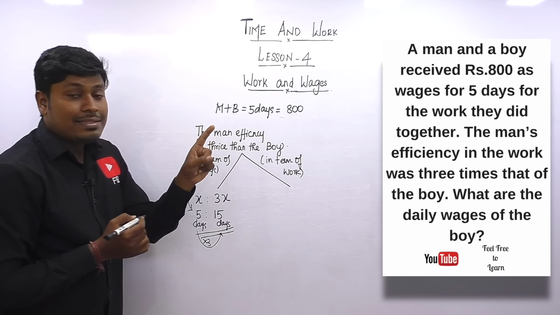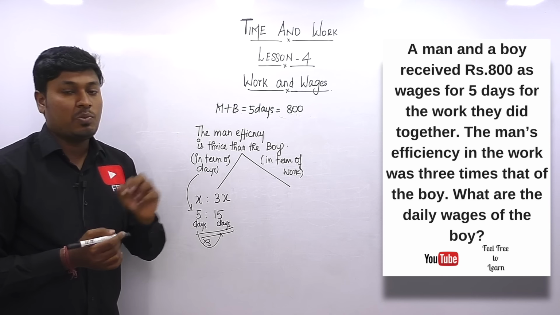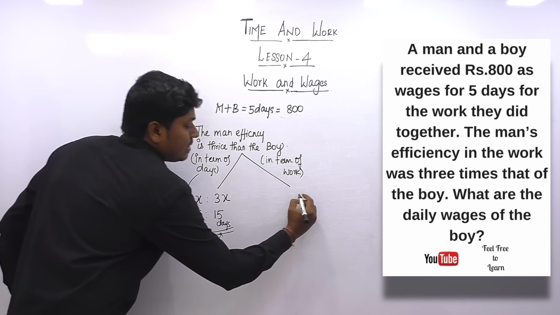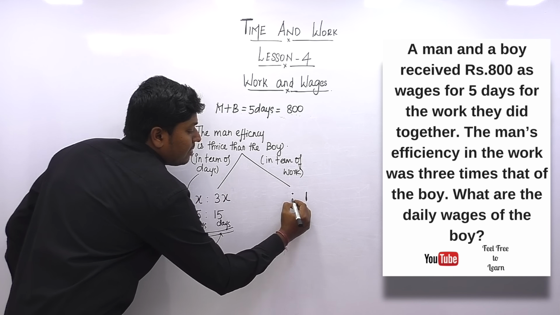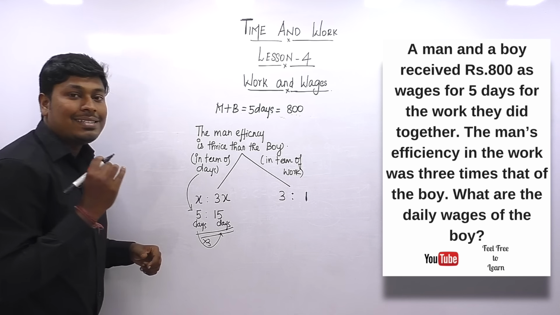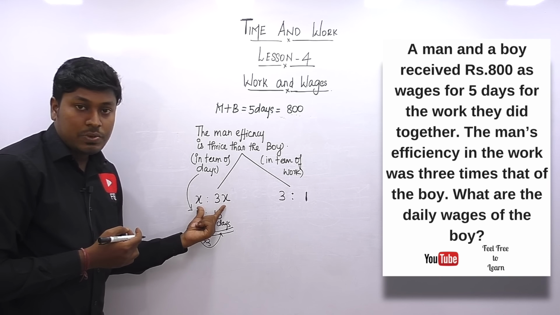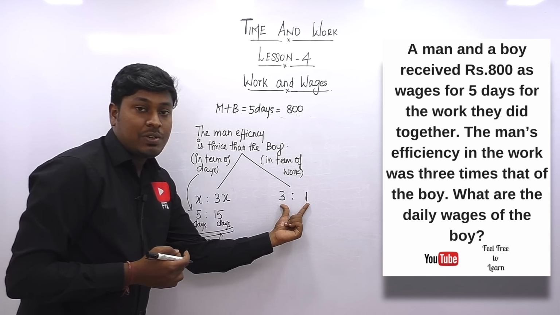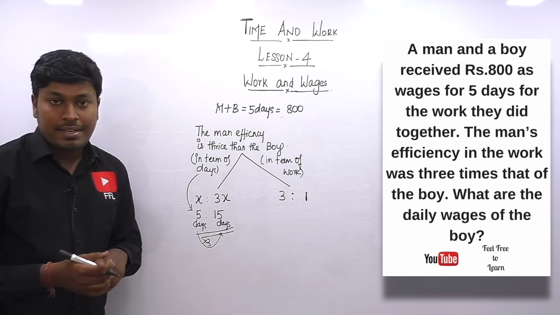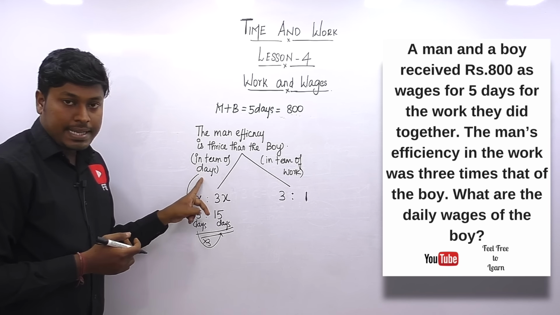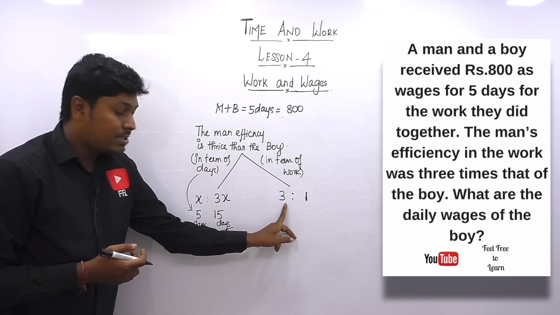And now the question says the man's efficiency in the work, in terms of work, which is most important. Same expression, listen carefully: if a boy completes 1 part of work, then the man will complete 3 parts of work in the same time. Got the point, friends? Here I have written a ratio 1:3, but in this case I have written the ratio as 3:1, which is most important. Kindly don't make a mistake in the exam. The ratio 1:3 is based upon days, and this one is based upon work, which is 3:1.